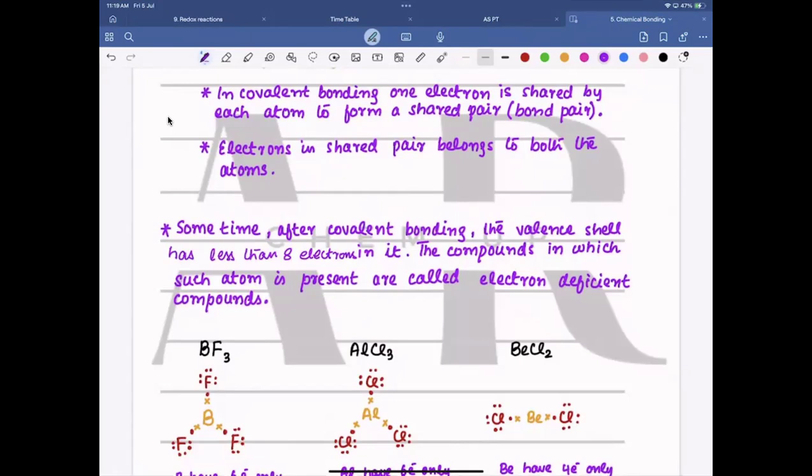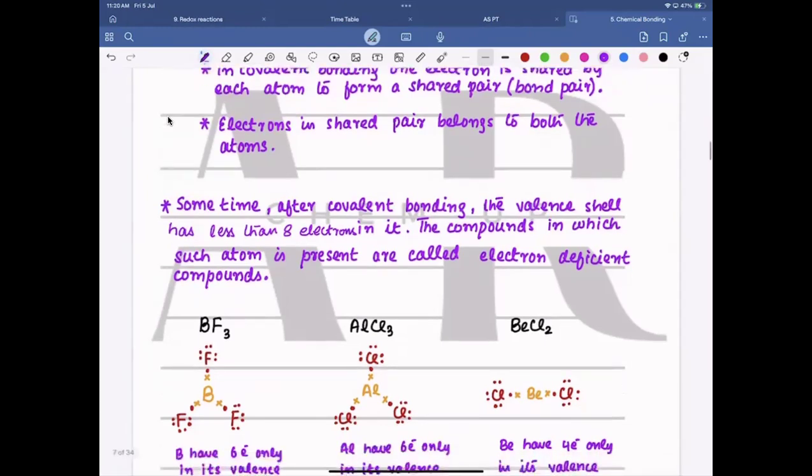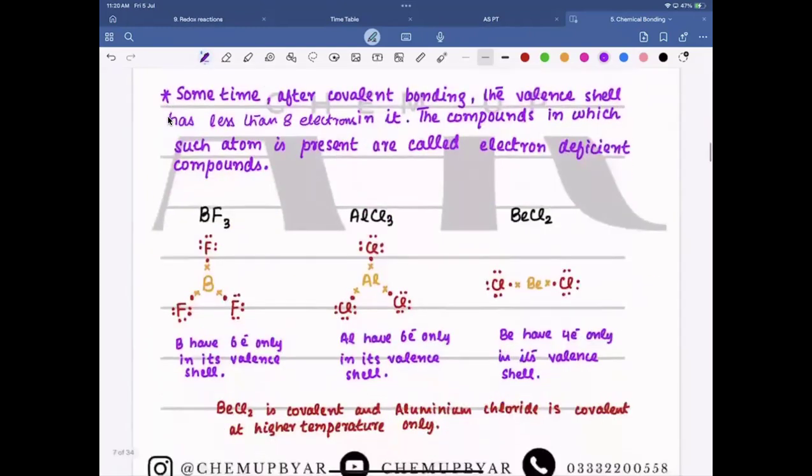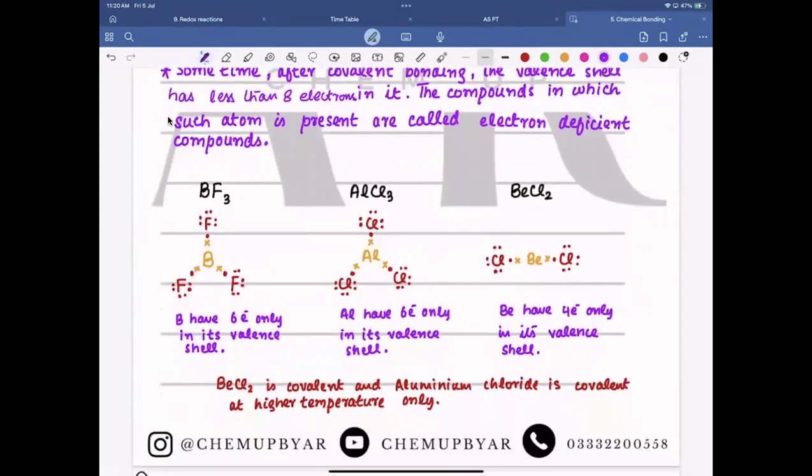Okay. So now if you see, fluorine has its octet complete, but boron doesn't. Boron has 6 electrons in it. Same case with aluminium chloride: chlorine has an octet now, but aluminium doesn't have an octet, it has 6 electrons in its valence shell after the bonding, right? Yes, sir. And in beryllium chloride, chlorine's octet is complete, but beryllium has only 4 electrons in its valence shell. So these kinds of cases are considered electron deficient compounds.